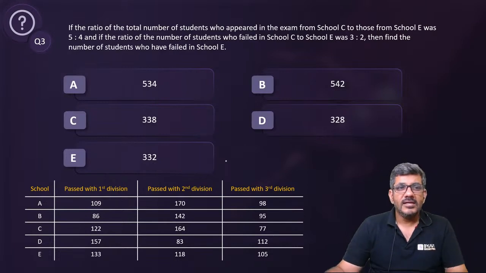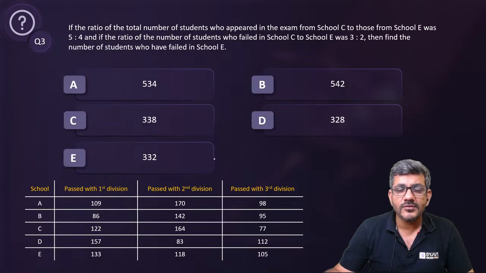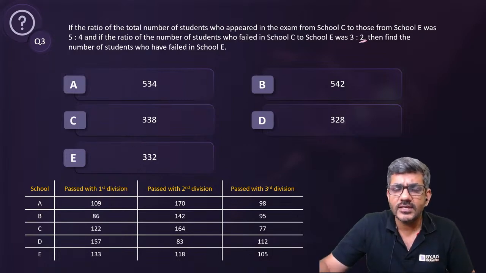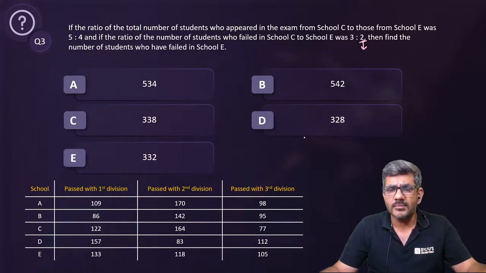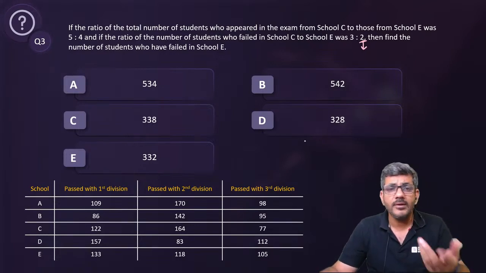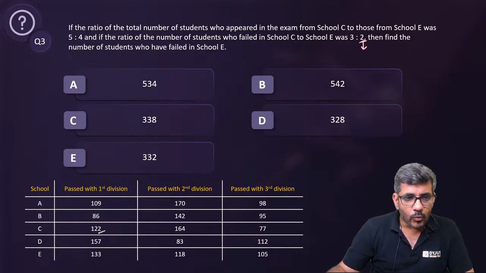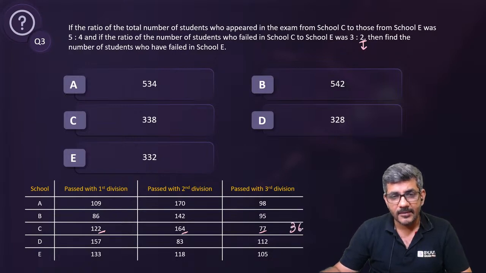Let's go. It says the ratio of the total number of students who appeared in C to E is 5:4 and the ratio of students who failed in C to E is 3:2. Find the number of students who have failed in E. Once again, I would have checked that since the failed ratio is 3:2, the number failed in E should be a multiple of 2. All of them are multiples of 2, so that is not helping me here. Otherwise, I would have checked that. Anyways, let's check the total of C. 122 plus 164, it is 286. 286 plus 77, it is equal to 363.